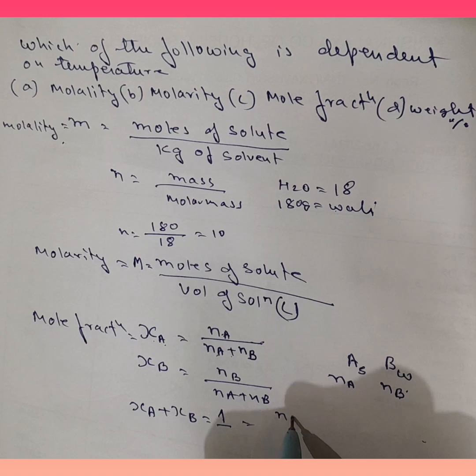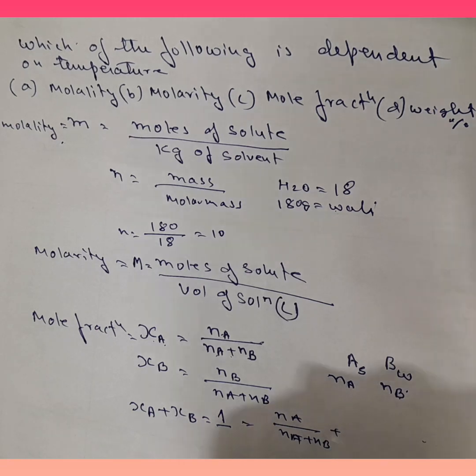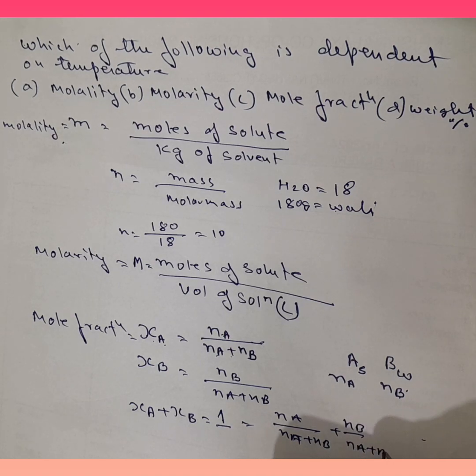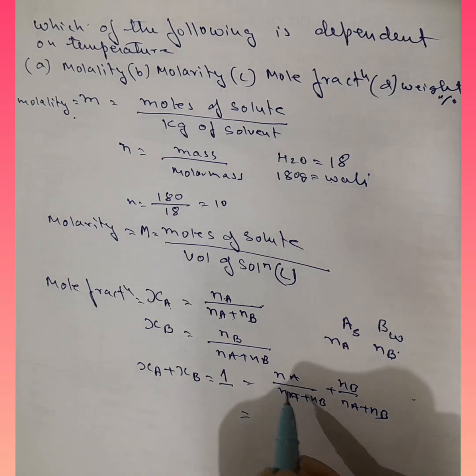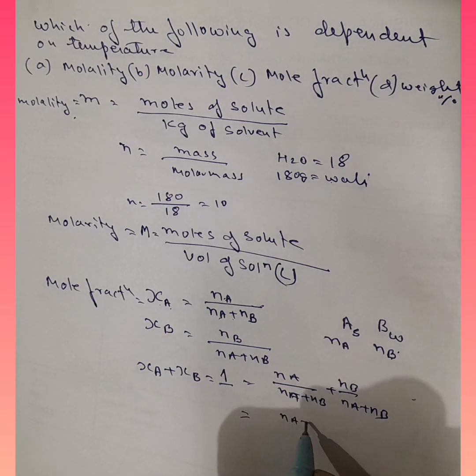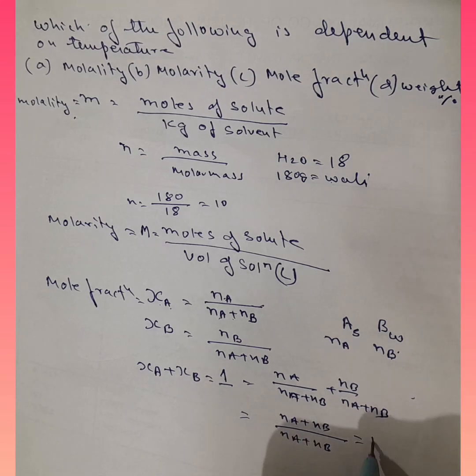Now it would be Na over Na plus Nb, plus Nb over Na plus Nb. So this would be equal to what? The numerator would be Na plus Nb divided by Na plus Nb, which would be equal to 1.